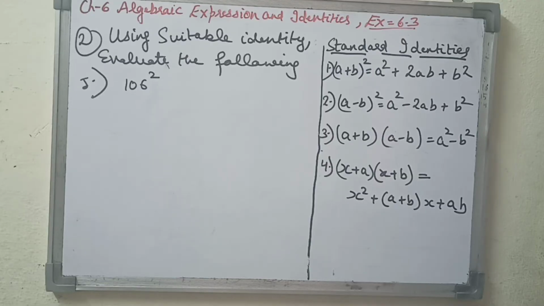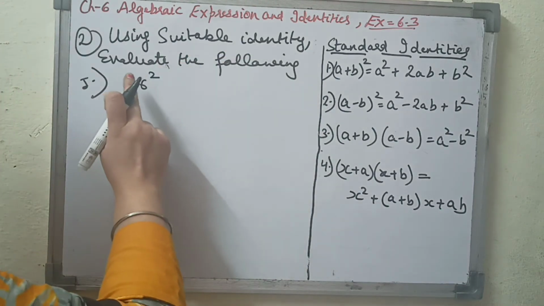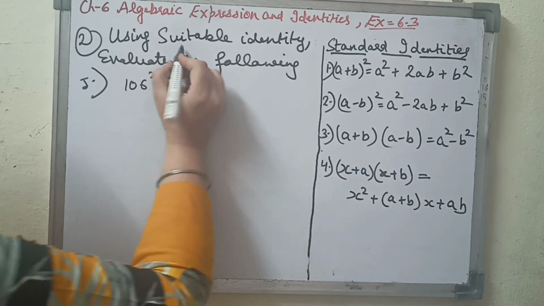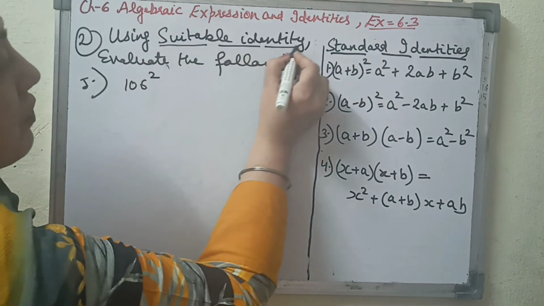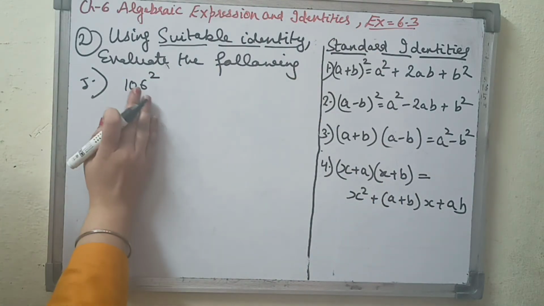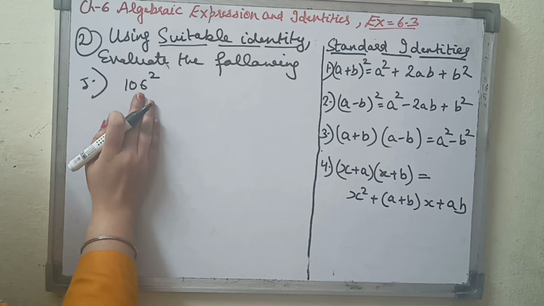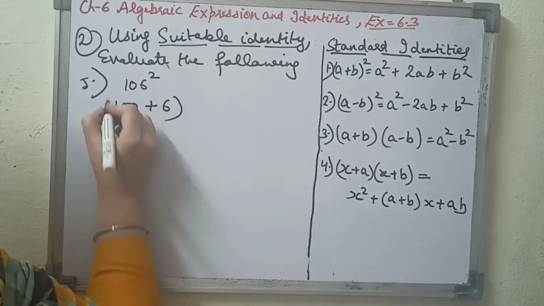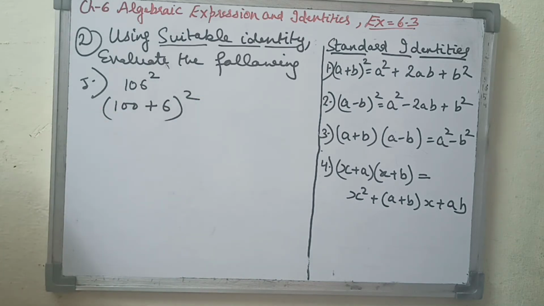Sum number 2 of exercise 6.3 is using suitable identity evaluate the following, and the first part is 106 raised to power 2. You cannot multiply 106 by 106 simply. According to the statement, we have to make use of the identity, these identity which I write down here, right? So 106, first of all break that number into two parts, (100 plus 6) whole square, right?